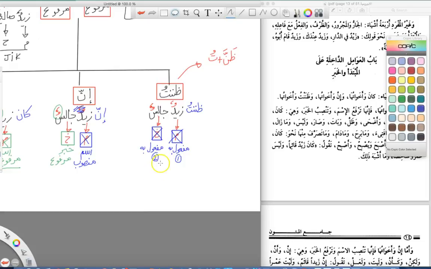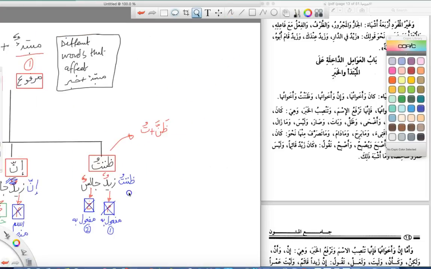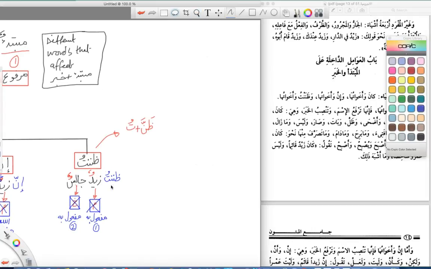So mafool bihi, what does that mean? Now, mafools are going to come later on. I'm just going to give you a little overview of what they mean. Look, in a sentence, if I was to say to you that Zayd opened the door, now if you remember what I told you before, opened is a verb, is the action.